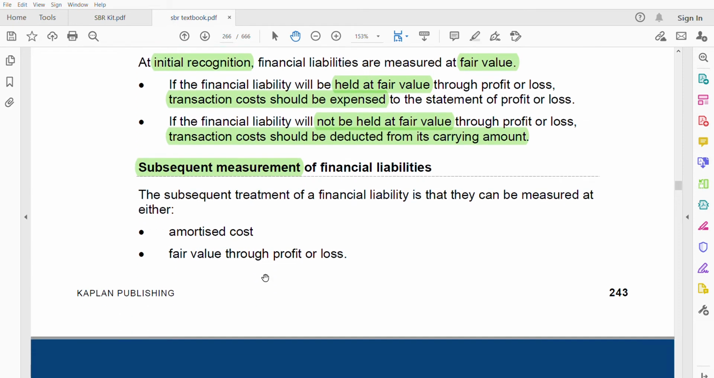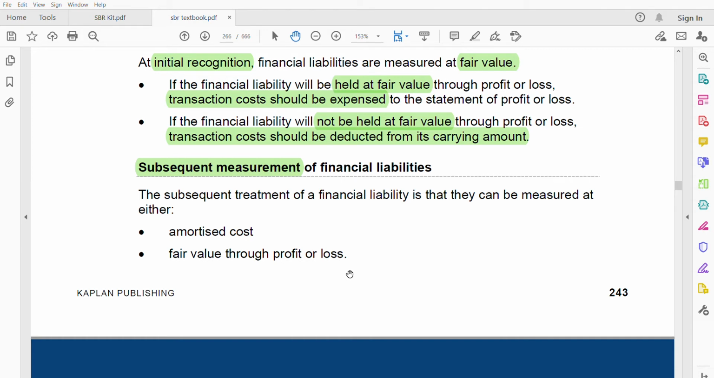Here it's not fair value. Here you have an option: either at amortized cost, or at fair value through profit and loss. Remember, fair value through profit and loss, because sometimes some items are at fair value through OCI, other comprehensive income. So you have to remember whether it's through profit and loss or through other comprehensive income. So amortized cost and fair value through profit or loss.